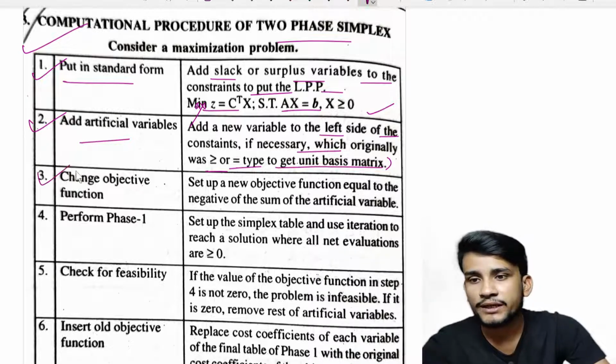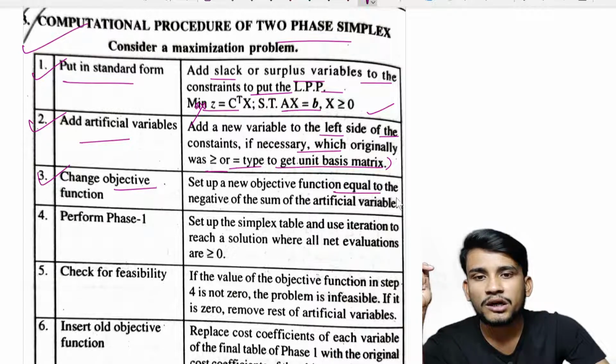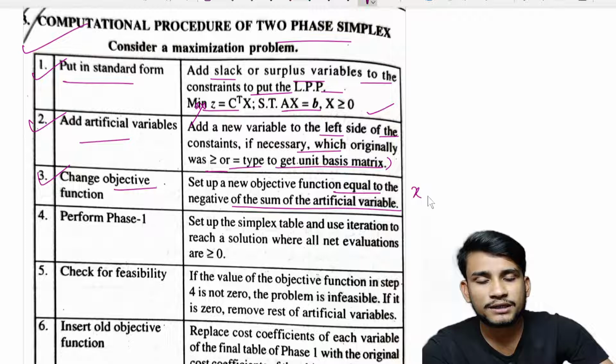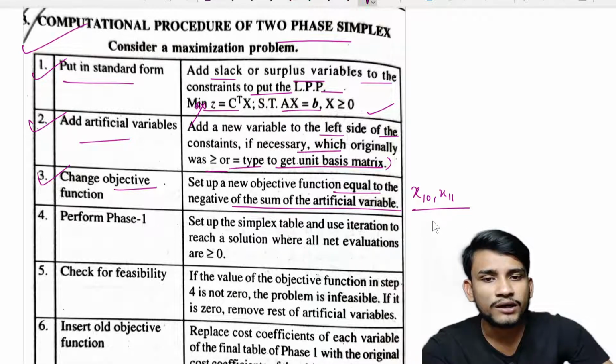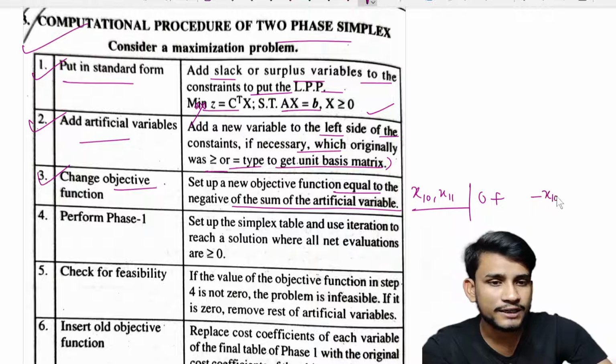Okay, next, change the objective function. So set up the new objective function equal to the negative of the sum of the artificial variables. So if there are two artificial variables, suppose x10 and x11, then we write what? We write the objective function with all the coefficients of the other variables as 0, all the basic and non-basic variables are 0, and we just write minus x10 minus x11 as the auxiliary objective function.